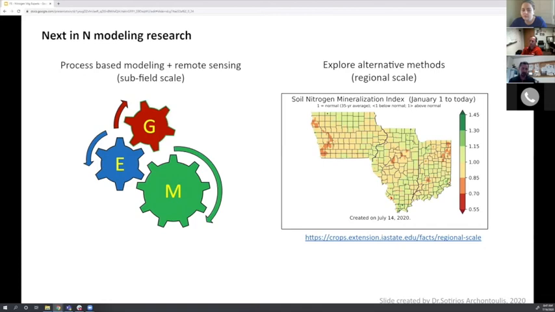Last slide. We are currently exploring different methods to improve predictability of the optimum nitrogen rate. One project that we are very excited about is a recent collaboration with FluroSat, in which we try to combine the power of the APSIM model and remote sensing in the Corn Belt, and to predict the nitrogen at different zones within the field. I'm looking forward to the results of this project. And the second one, we explore alternative, easy to use methods to predict nitrogen rate at the regional scale.